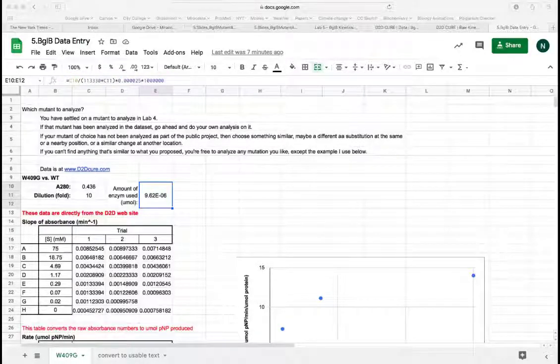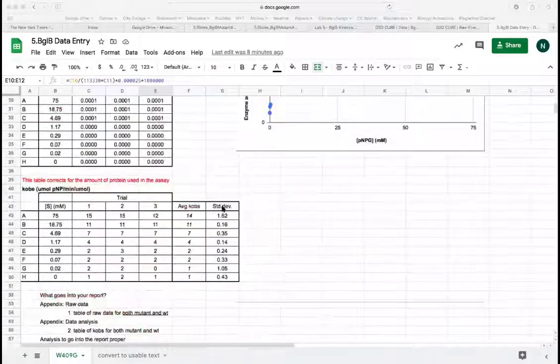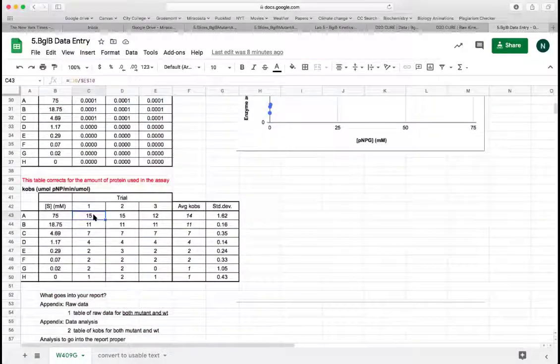All right, so that's what's happening here. Now we're taking that change in the amount of paranitrophenol and dividing by the amount of protein. That gives us the specific activity, in micromoles paranitrophenol per minute per micromole of protein. I'm calling it specific activity. What they're calling it here is K observed. Not exactly sure what they mean by K observed, but that's the observed reaction rate.